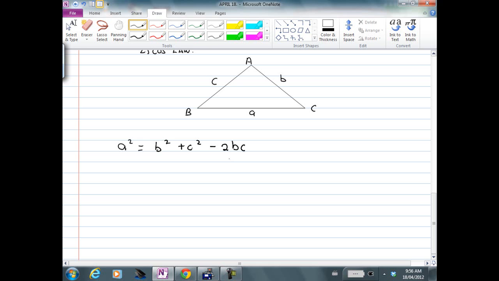Okay. I just used my other two sides, times cos. Here's where it gets tricky. If I'm looking for side A, I have to use angle A. It's always the opposite angle, just like the sine law, over cos A. And that's your formula.